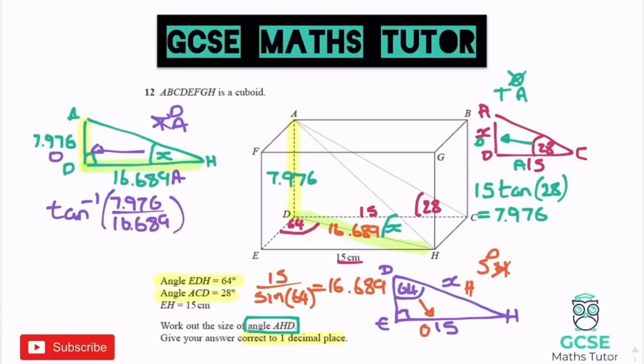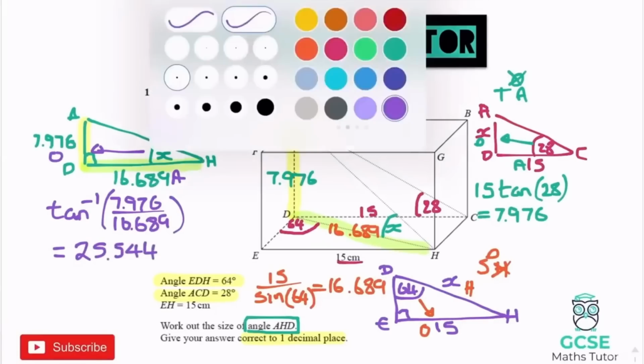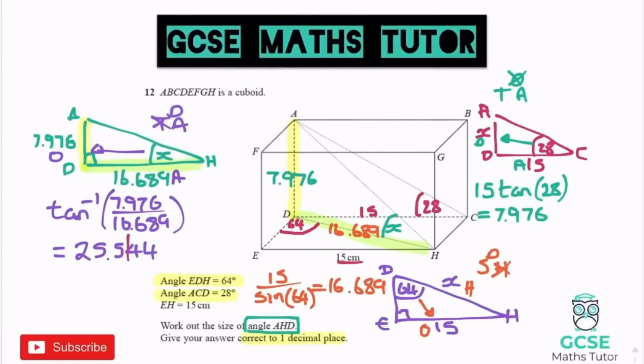Right, let's type that in on the calculator. So shift tan, fraction, 7.976, and then on the bottom 16.689. Come out of the fraction and close the bracket there. Press equals. There we go, and we get an answer. We get 25.544. A few more decimals, but I'll leave it to 3 decimal places for the purpose of the working. And then it wants it to 1 decimal place, so we chop it after the 5. There we go, and we get 25.5 degrees. There's our final answer for this first question. Let's just highlight that up. There we go, and there's our final answer.